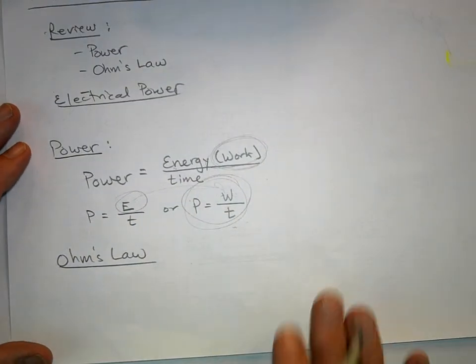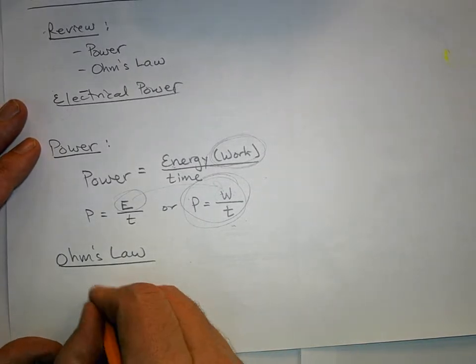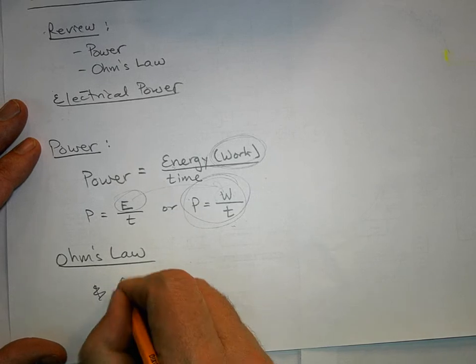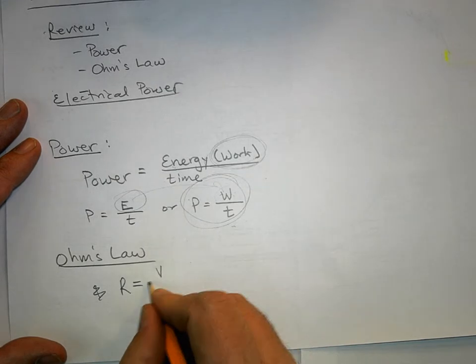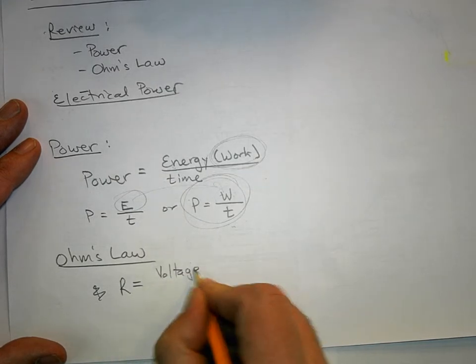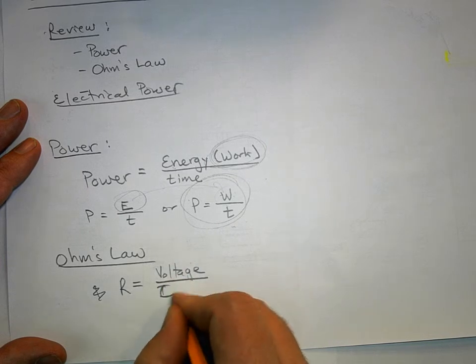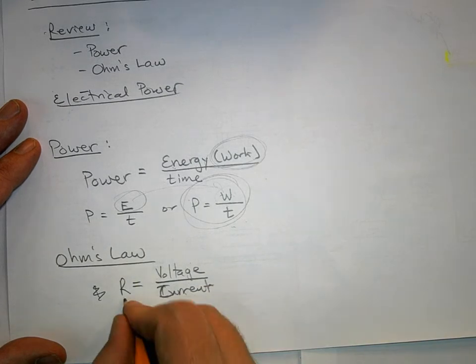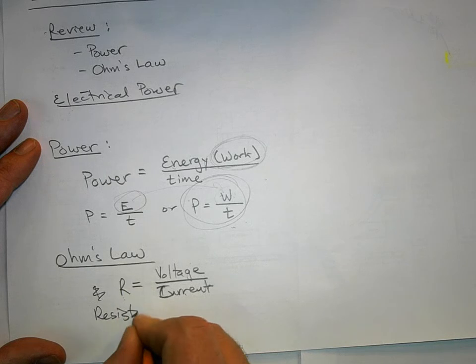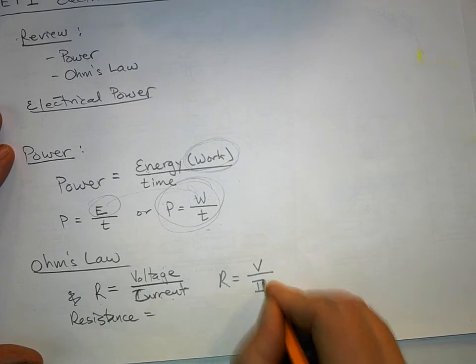In Ohm's law, we said that, I'll start off with resistance. That the resistance of a circuit is defined to be the voltage that's required to make a certain amount of current flow through it. It's a voltage over current. And we said that resistance equals voltage over current. And we made that an equation where R equals V over I.